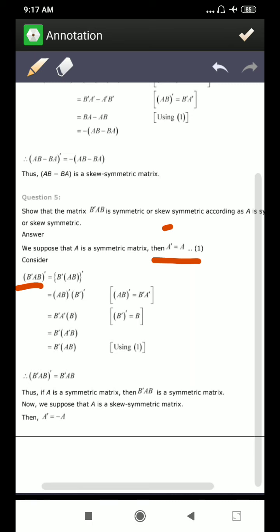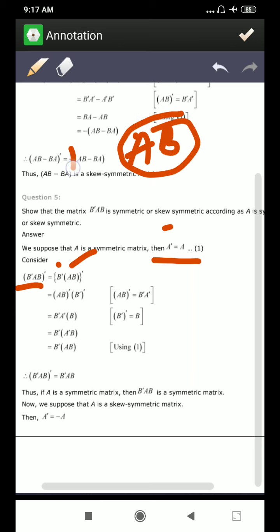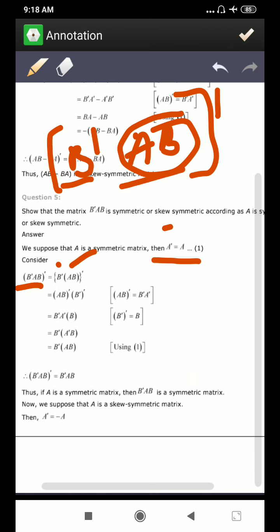While taking the transpose, actually there are three matrices. To make it simple, we are taking AB as a single matrix and B dash as another matrix. This whole AB, initially we will consider as one matrix only, and B dash is another matrix. Now we'll apply the formula for the product of two matrices. What is the product of two matrices? First we get the transpose of this into the transpose of this. So it will become AB whole transpose into B transpose, using this property.